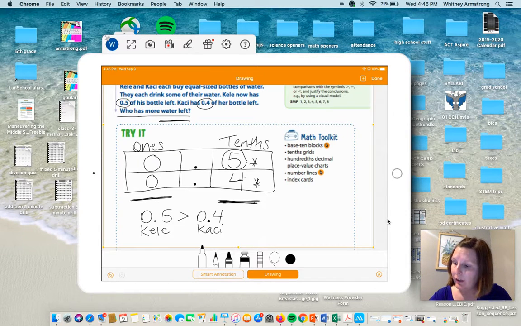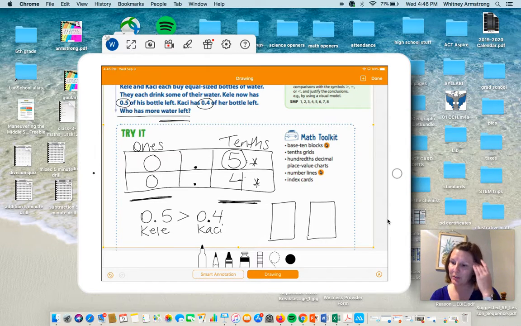So, just to give you a little bit of a visual here, let's say these are their water bottles. Okay, those are their water bottles. I know they look great. Okay, and we're going to pretend like they're exactly equal. So 0.5 is about half.